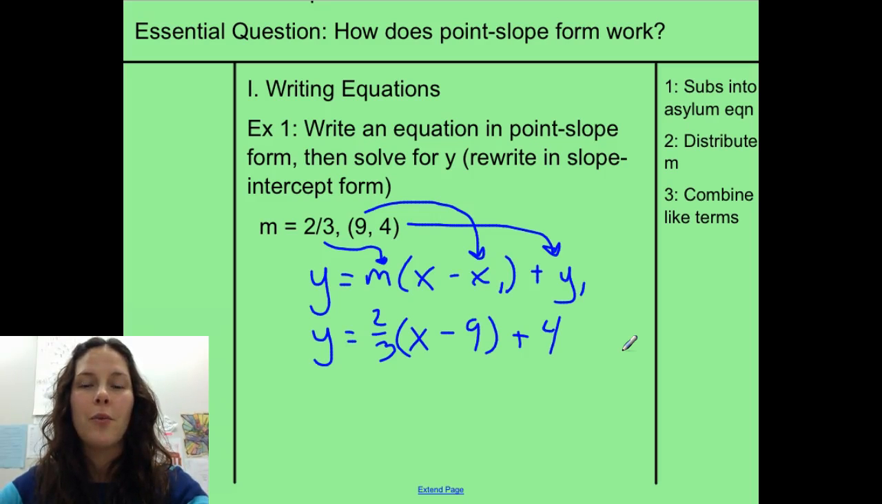Another way to say solve for y means rewriting it in slope-intercept form. The reason we like to rewrite in slope-intercept form is that for point-slope form, there are an infinite number of ways to write an equation for the same line. You can pick any point on the line and write an equation. But with slope-intercept form, there's only one way to write the equation of the line, because the rate of change, or the slope, is consistent throughout the whole line, and the y-intercept, where the line crosses the y-axis, is the same. So we like to use slope-intercept form.